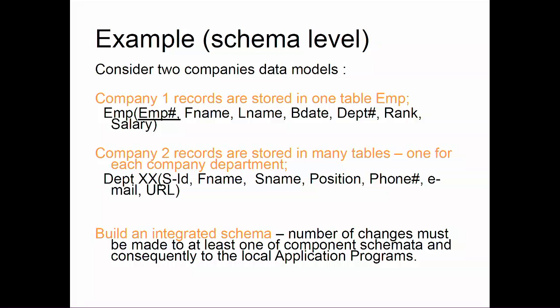This example, again, I already talked about it. It shows that there are two different companies, maybe the two companies had a merger, and now they need to combine their databases. So one company's records are stored in one table, for example, employee, and the other company's are stored in many tables. So one is a flat file, the other is normalized in department, and so when we are integrating it, either we will break the flat file into normalized tables, or we'll put together all the normalized tables into a flat file.